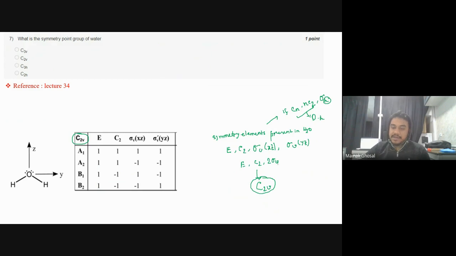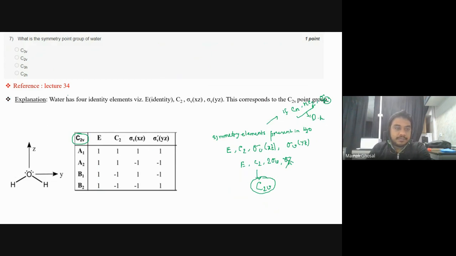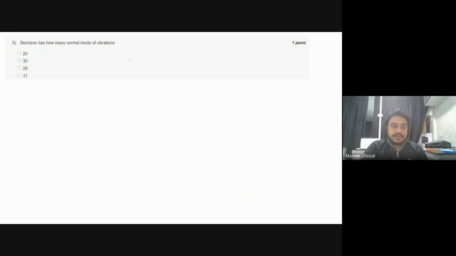Similarly, in the C system, if instead of sigma v there is a sigma h, which is not present here, but suppose it is there, then this point group will become C2h. Okay. Now I'm coming to water. You can see from the symmetry elements, it becomes the C2v point group. Okay, fine. I'm moving to the next question.